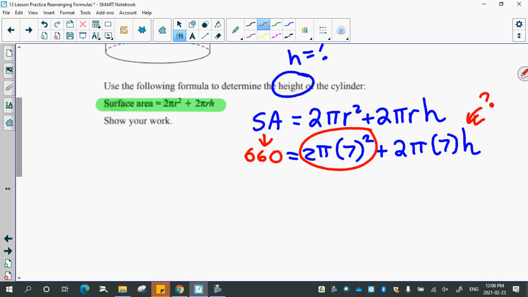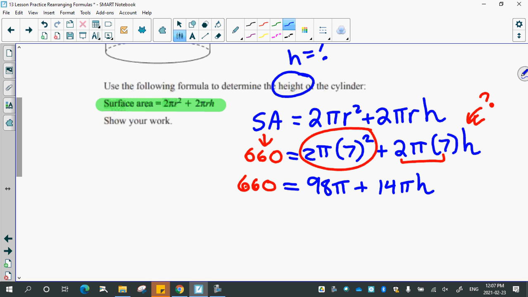So I'm going to leave the 660 alone. And instead of writing this as 2 times pi times 7 squared, can I write it as 98 times pi? Can I? Yes. Plus, and then here, 2 times pi times 7 times h, can I rewrite that as 14 pi h? Yep. Why is there no squared on the other side?